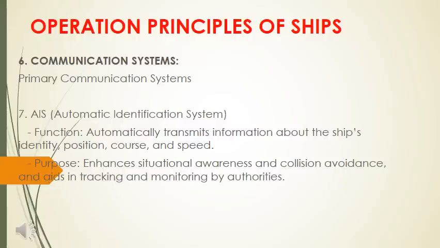Another primary communication system is the automatic identification system. It automatically transmits information about the ship's identity, position, course, and speed. It enhances situational awareness and collision avoidance and aids in tracking and monitoring by authorities.